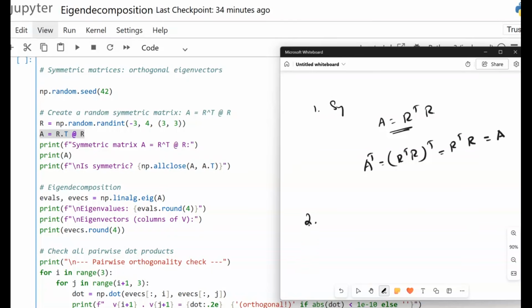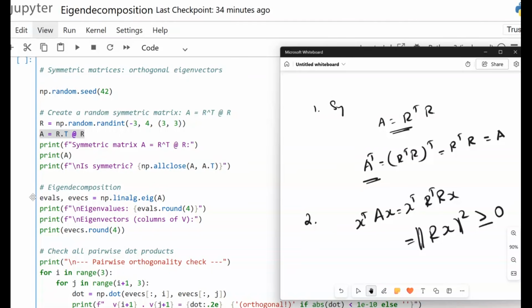The second one is all about positive semi-definiteness. Kindly observe, dear friends, here we take X transpose multiplied by A multiplied by X, and with the same construction, X transpose multiplied by R transpose multiplied by R multiplied by X, which is equal to the norm of R multiplied by X squared, greater than or equal to 0. So this exact A is guaranteed to be symmetric with real non-negative eigenvalues.